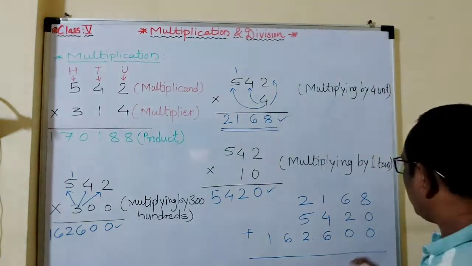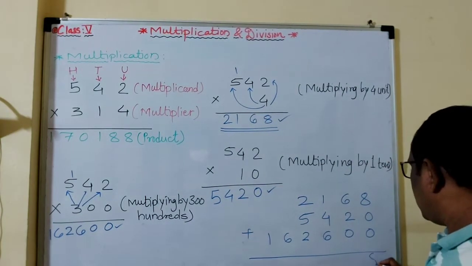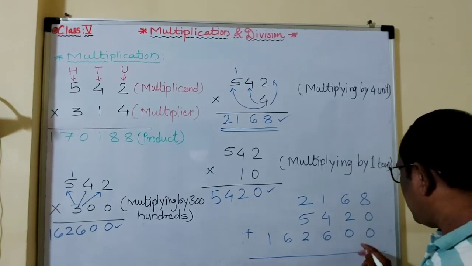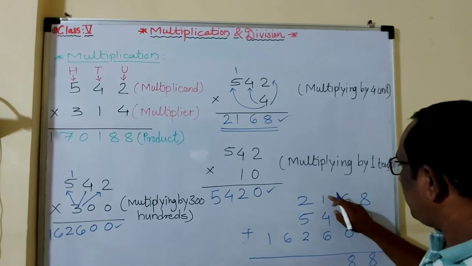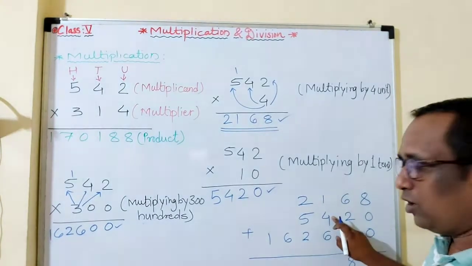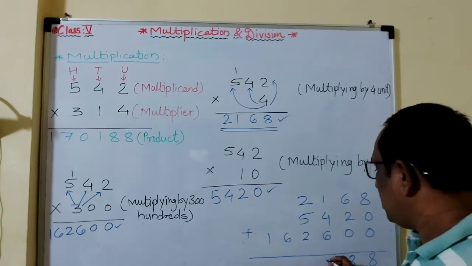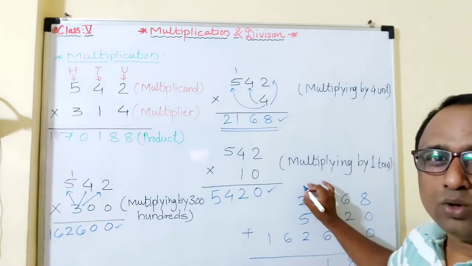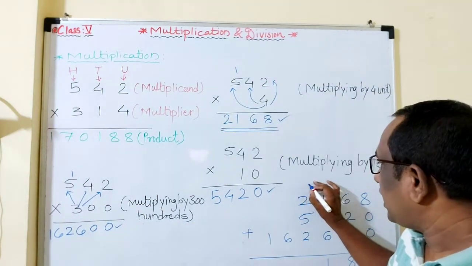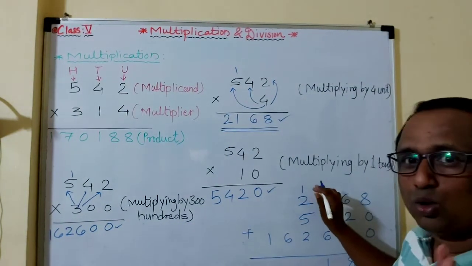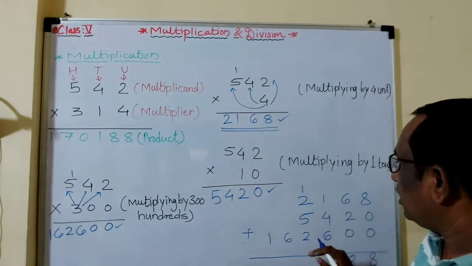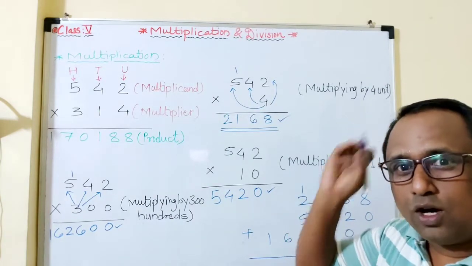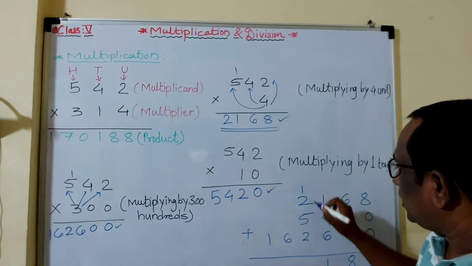Then we add together: 8 plus 0 plus 0, that is 8. Then 6 plus 2 plus 0, 6 plus 2 is 8, plus 0, 8. Then 1 plus 4 is 5, 5 plus 6 is 11. 11 means 1 remains here and 1 is carried over. Here there is no need to write the carry over, but students, for your information I write it. Just keep in mind this is the carry over. Make this a habit, to keep the carry over number in your mind. Now 2 plus 1, 3.